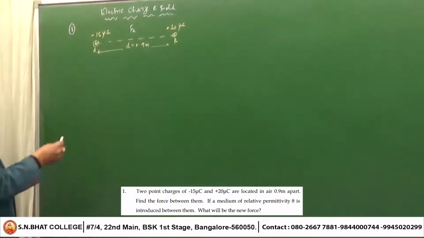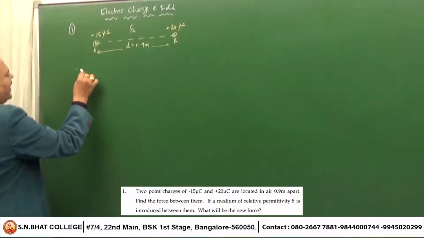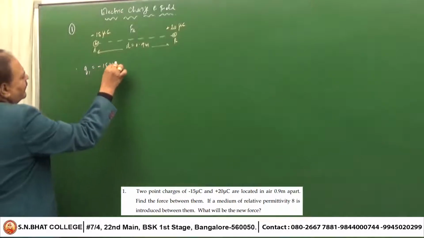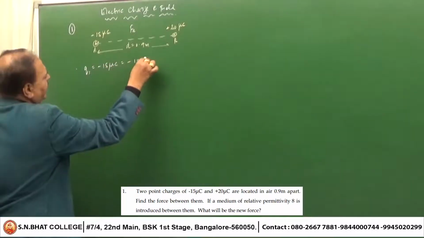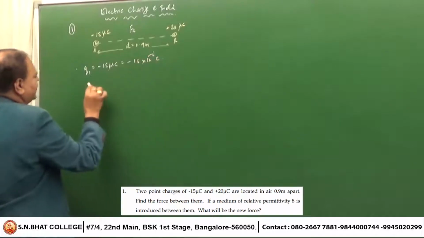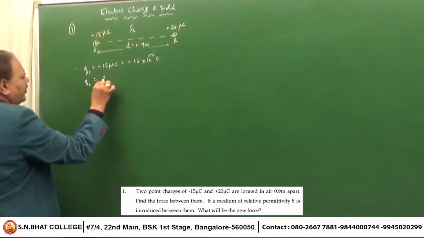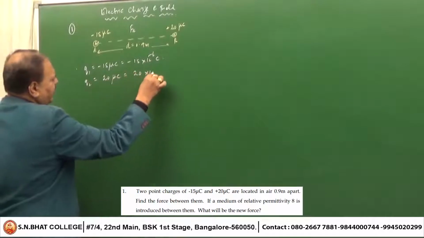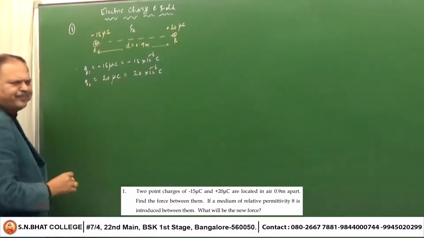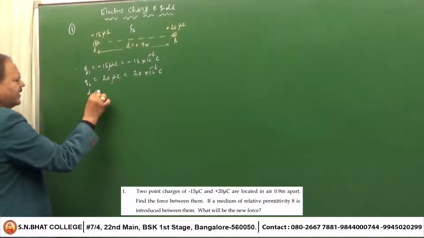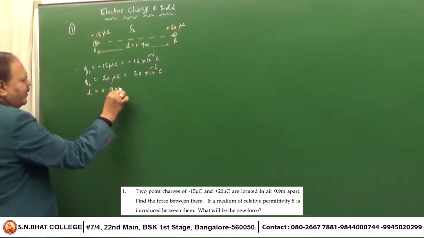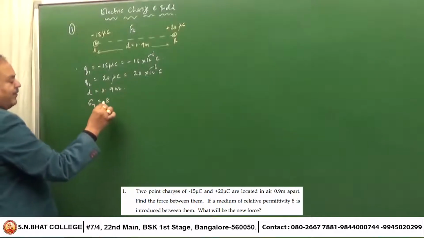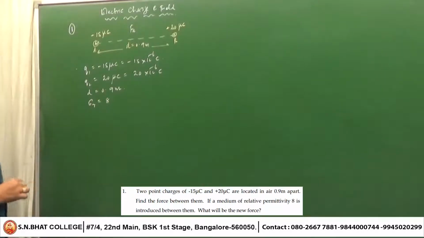Given the problem, you must write the data. Data: Q1 is equal to minus 15 microcoulomb, that is minus 15 into 10 to the power minus 6 coulomb. Q2 is equal to plus 20 microcoulomb, that is 20 into 10 to the power minus 6 coulomb. And d is the distance between them, 0.9 meter. And he has given the relative permittivity of the medium, which is equal to 8.